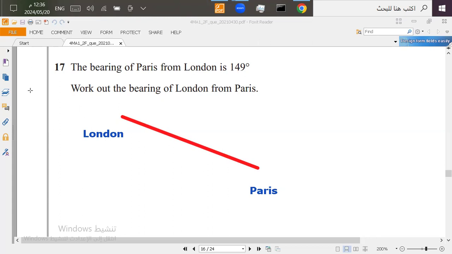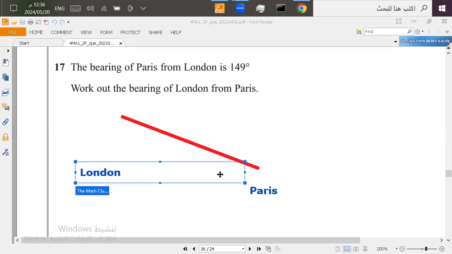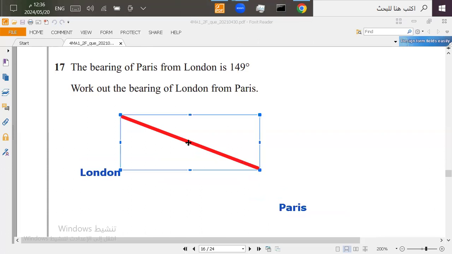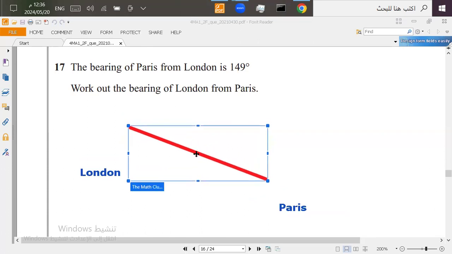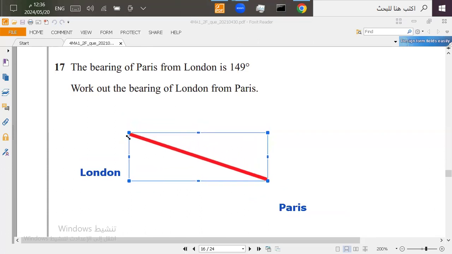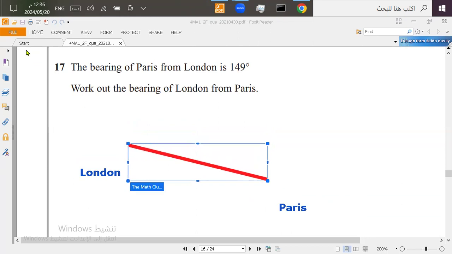Now, the bearing means what? First, let's put them down a little bit, so we can write here. First thing, this is the north line. And this is the north line for Paris. So from London, the angle is over here, and from Paris it is going to be here.